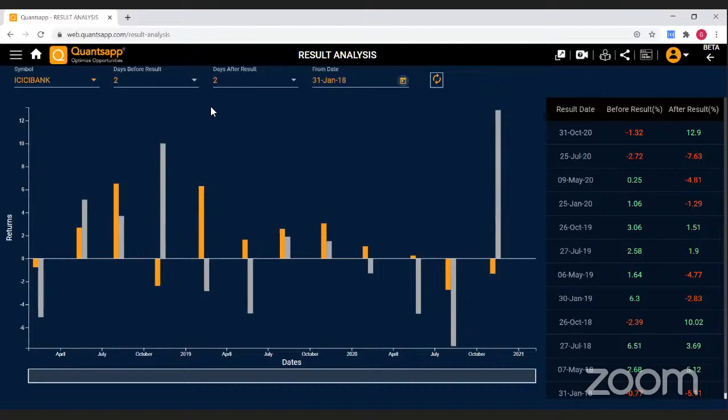What is this? So this is just telling me, okay, if my result came on 31st October, then 2 trading sessions before it, so we are taking 2 trading sessions here. I don't know what the previous 2 trading sessions were, but I'm assuming they could be 29, 30, or any 2 trading sessions before the result announcement. So how the stock moved in those 2 sessions before the result, and after that, the 2 trading sessions after the result. So we are looking at how the trading sessions went after the result.